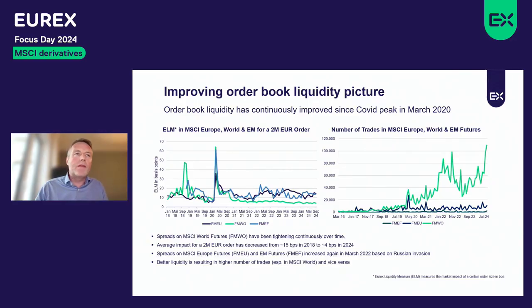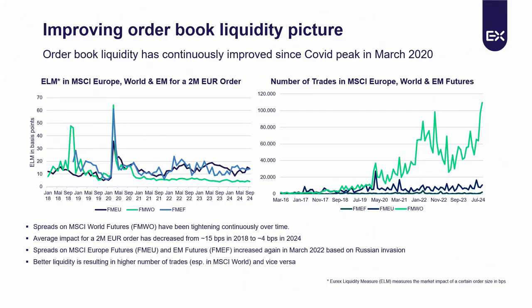So first of all, MSCI World is really the cornerstone here in our segment. And we see on the next slide how that has developed over time, I think it's the green line here, the MSCI World Future in US dollars, how the liquidity picture has improved more and more. There were some peaks again when COVID happened, of course, where liquidity went away. But in general, there's a trend that the order books are getting better and better. And that is also reflected then in the number of trades, where you see on the right-hand side, especially MSCI World, which now trades 100,000 times a month.